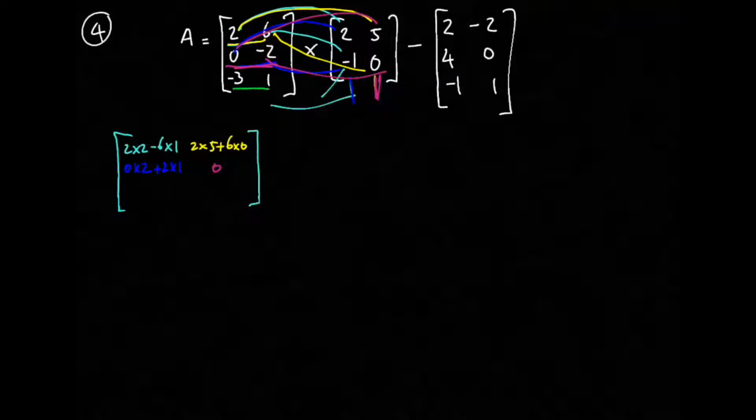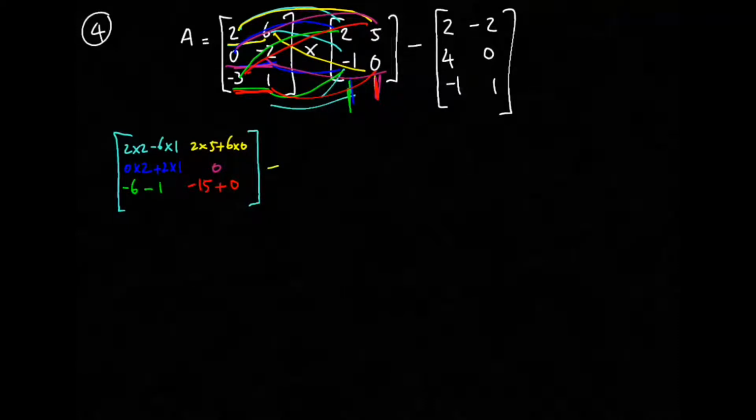Then looking at this third row and first column, we've got negative 3 times 2 is negative 6. And then 1 times negative 1, which is negative 1. So let's just go ahead and say minus 1. And lastly, third row and second column, negative 3 times 5 is negative 15. And then 1 times 0, so it's plus 0.